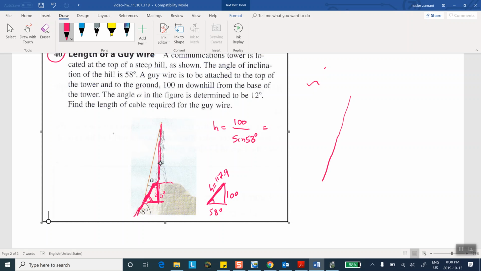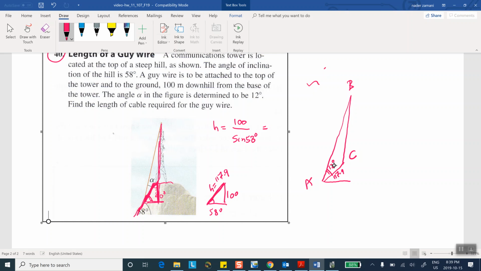This is the cable. Guide cable. Is that what it says? Guide wire. Yeah, right. Okay, so we have a triangle like this. I'll call this thing A, B, C. We found this thing to be 117.9. We have this angle, and that angle is 12 degrees.